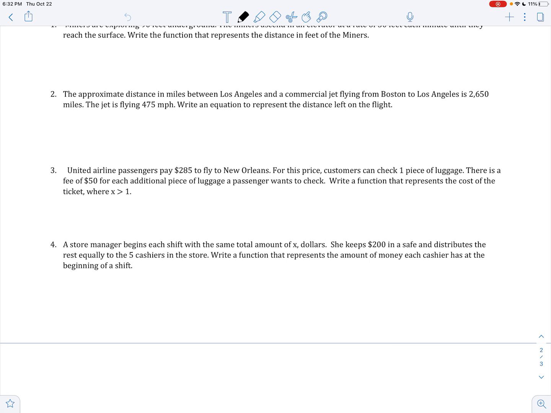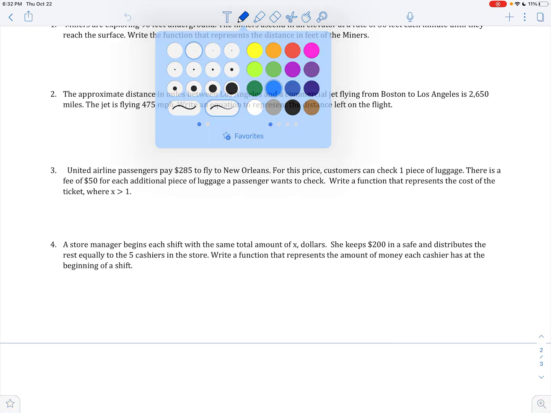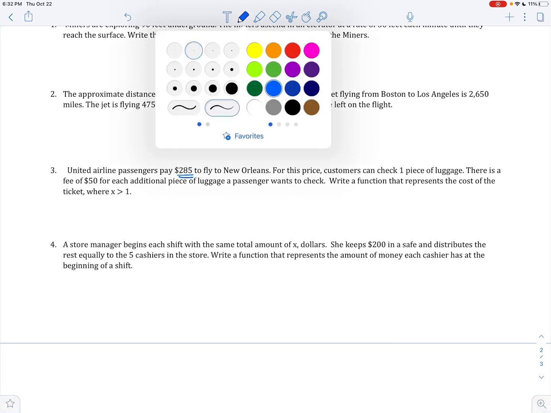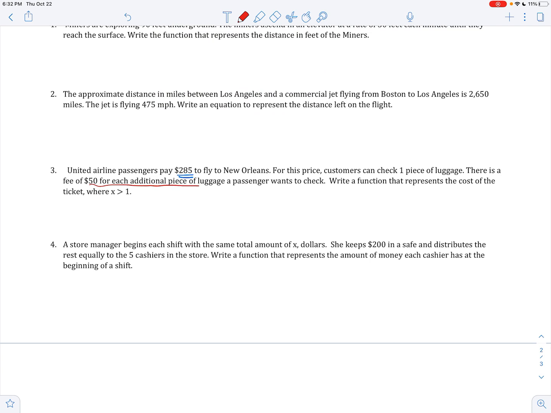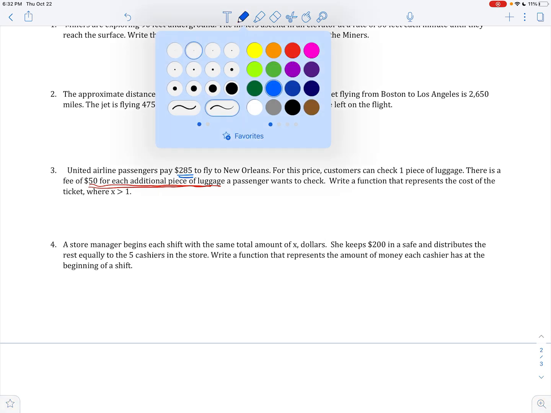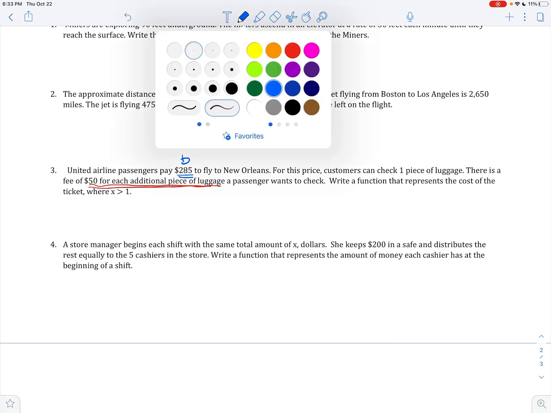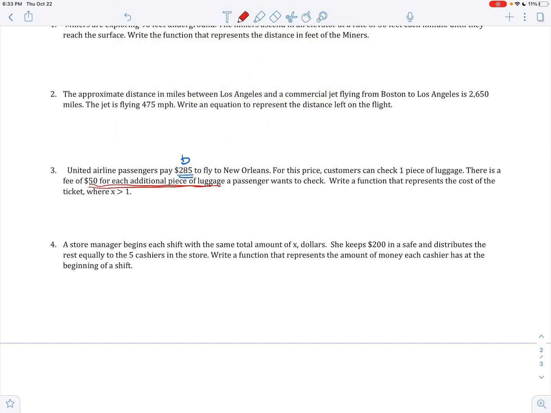All right, so we see here that it's asking us to write a function rule that represents the cost of the ticket. We know there's a flat fee here of $285, and there's an additional $50 for each piece of additional luggage, right? All right, so that flat fee means there's a starting fee of $285. So this represents our y-intercept. And this $50 for each additional piece of luggage tells you that we're probably dealing with the slope. So M represents the slope.